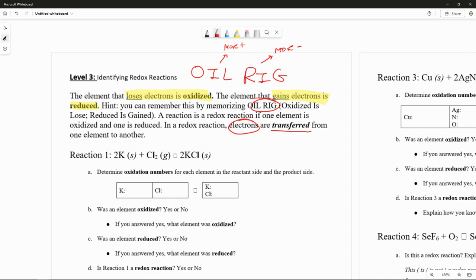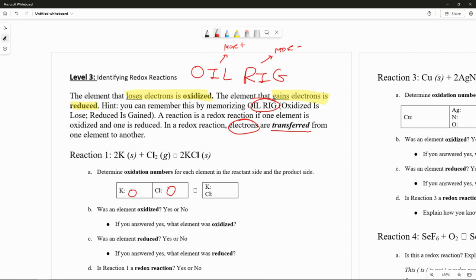All right, taking a look at this first reaction right here, we can go ahead and try it. We have 2K, which is a solid, plus chlorine, Cl2, which is a gas, and that makes 2KCl, which is a solid. Determining oxidation numbers for both the reactants and products, when an element is standalone, meaning it's just alone by itself, its oxidation number is 0. Same for this Cl2 right here. It is also 0 since there's nothing attached to it.